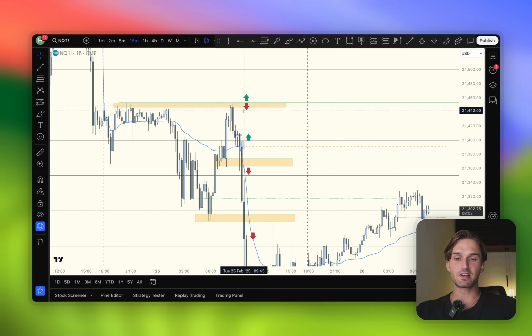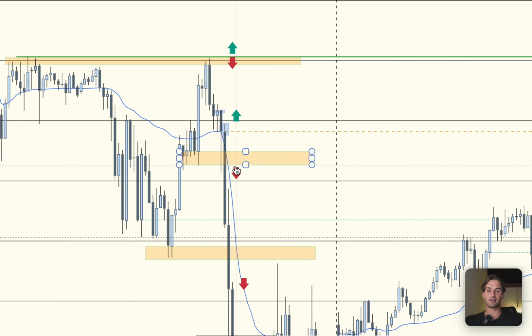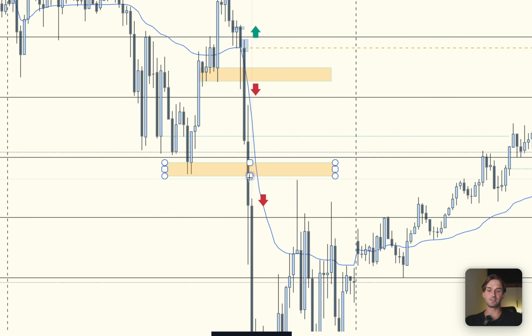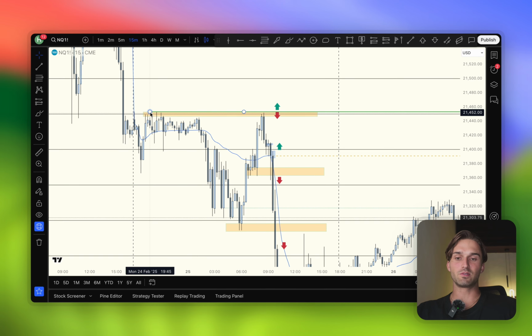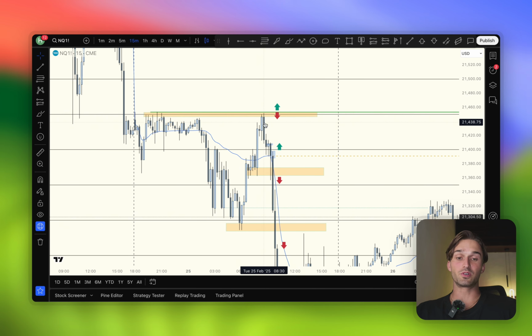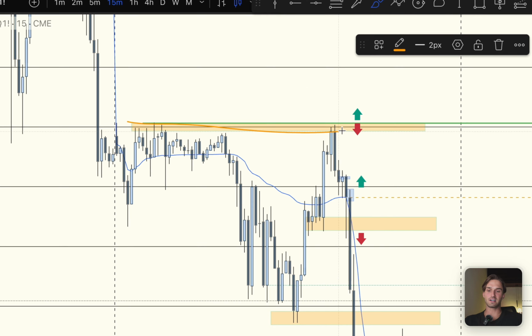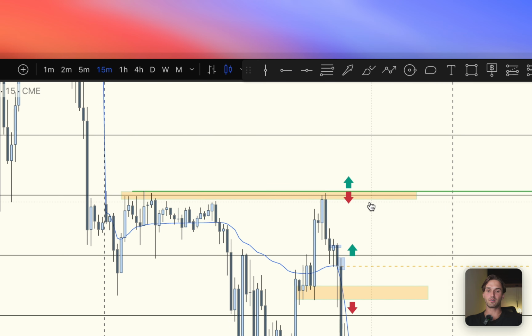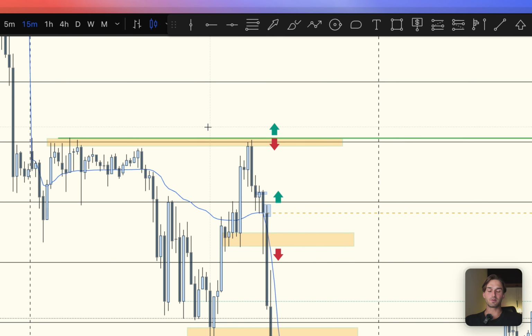You can see these arrows right here. They determine my bias. So under this zone, I'm looking for shorts. Under this zone, I'm looking for shorts. I'm not looking for a sweep. At this one right here, I'm looking for shorts because I'm looking for a sweep of these highs right here. But I'm also looking for continuation to the upside. Okay, so that's the way you can use them.